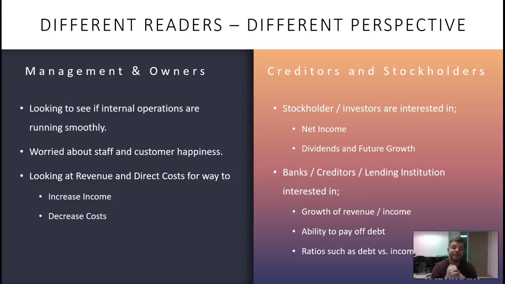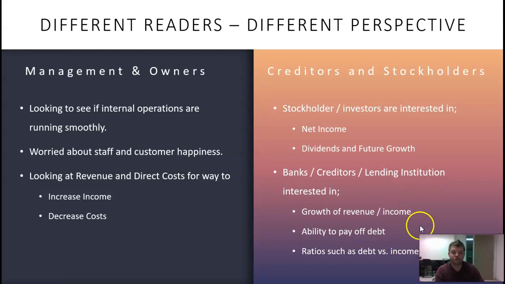If I'm a creditor, a lending institution, a bank, I'm interested in a couple of things. First of all, what is your growth of revenue? Over the years, are you continually growing your revenue, or is it shrinking? What is your ability to pay off debt? When we get into ratios, we'll look at this a little bit more, but are you able to fund your debt?